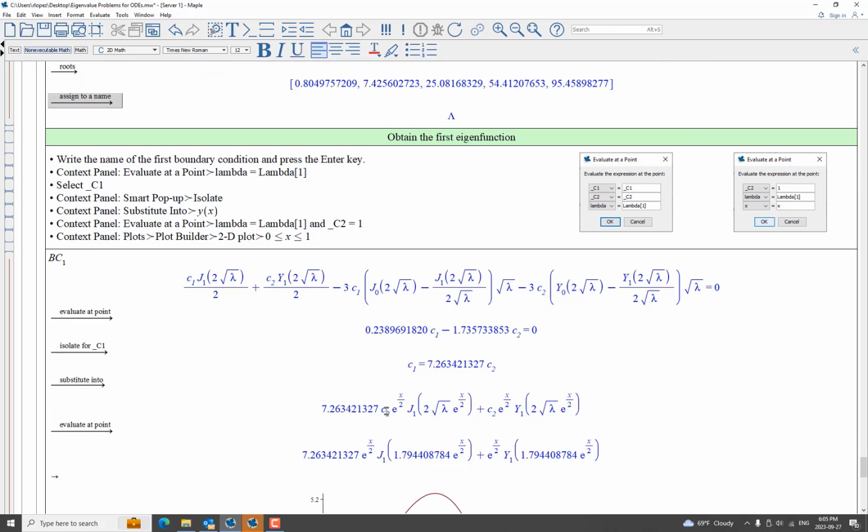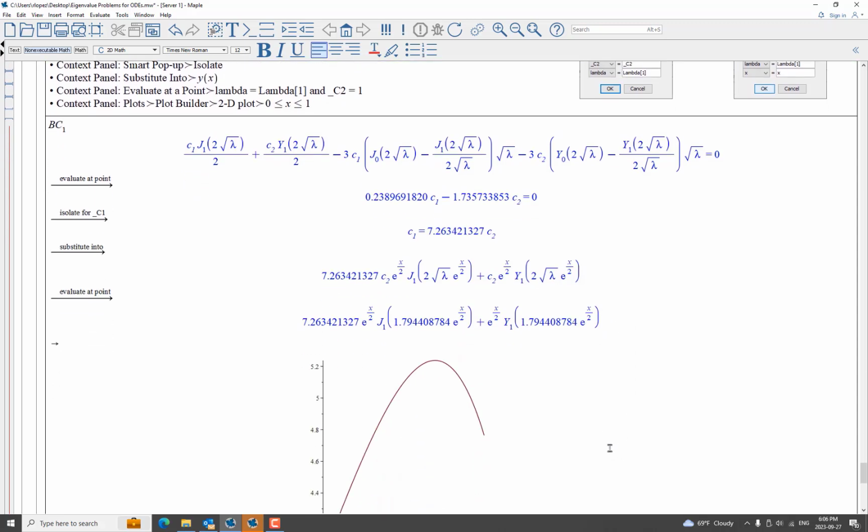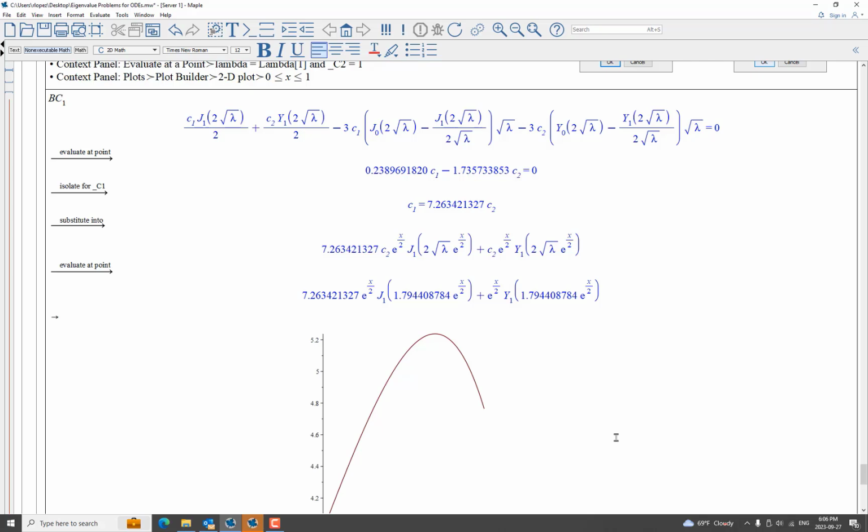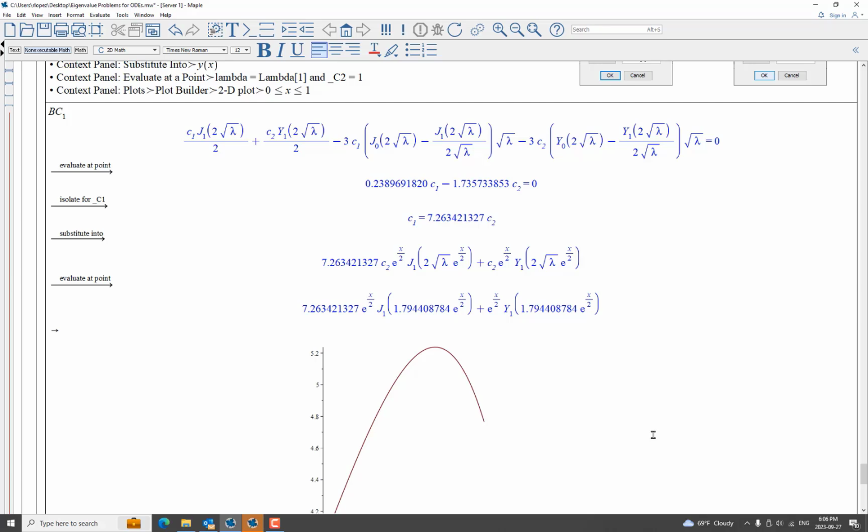So if I evaluate this now at lambda equals lambda 1, then I get an eigenfunction. And here is its graph. So the steps that we performed earlier work here, and we could continue and cross-check with dsolve numeric, and so forth. But at least I verified for my own satisfaction that the steps that I've put together do seem to carry through and work.